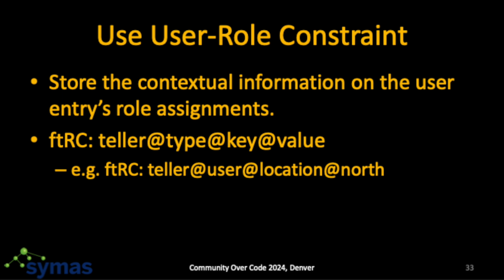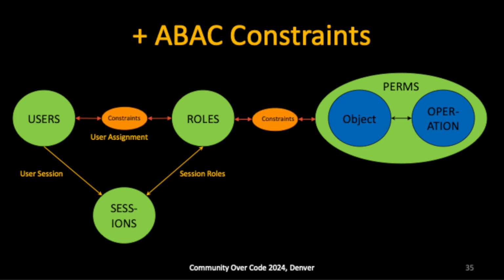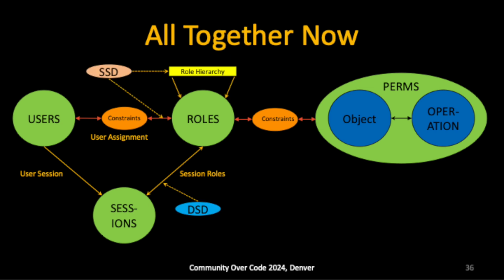It's just an expression. We see it's a teller and it's a constraint type user, and then you've got a key value there. That key value can be anything. In this case, we can try an example, location north. So that's core RBAC, what we started out with. If we introduce these kinds of constraints, what do we look at? We're looking at something like that, which is not bad. We haven't messed up the model too much. And when you get all four of the RBAC things, that's what the new model kind of looks like, conceptually.